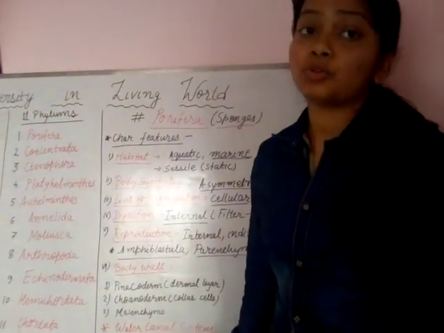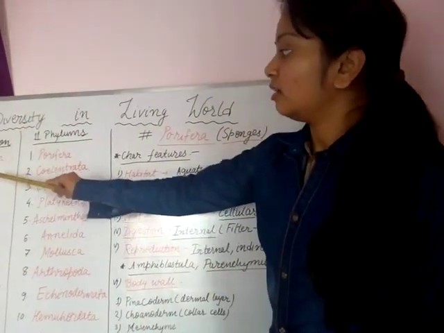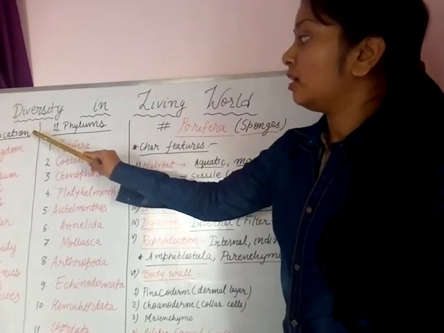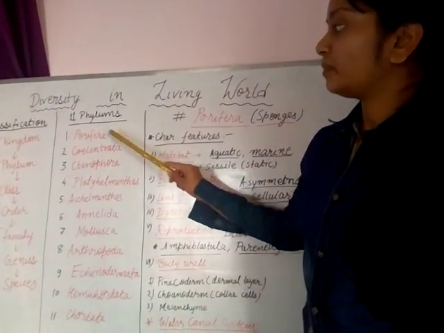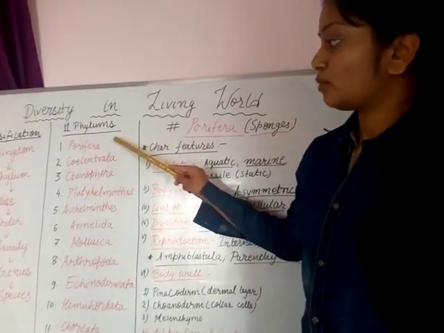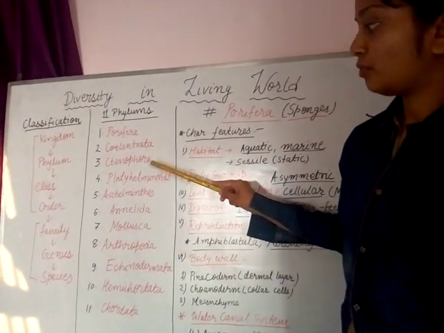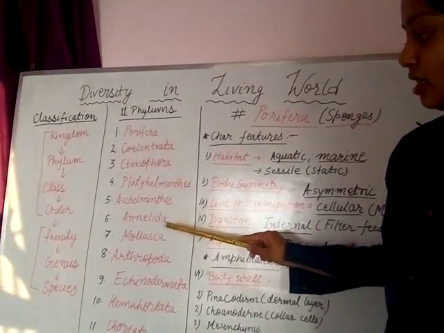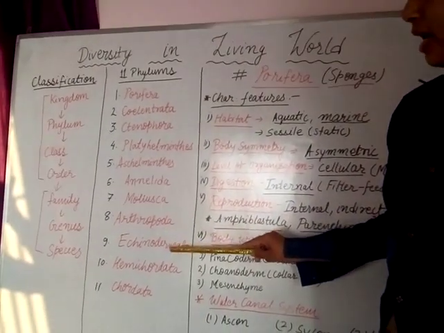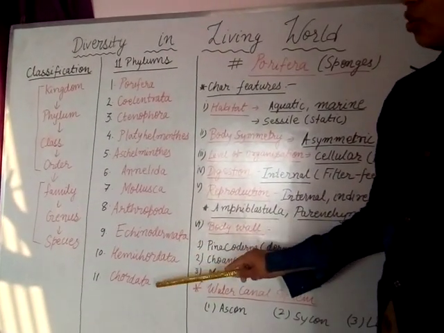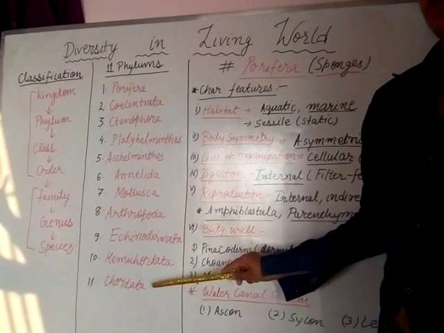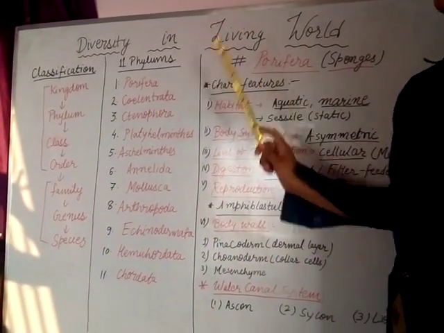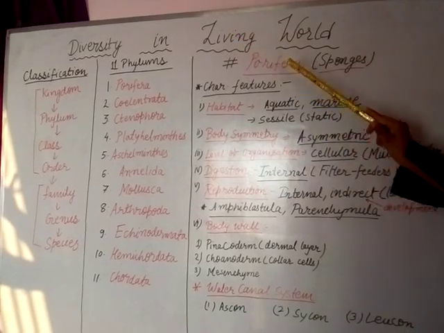So we all belong to the kingdom Animalia, and this kingdom Animalia has 11 phyla. These 11 phyla start from the Porifera, Coelenterata, Ctenophora, Platyhelminthes, Aschelminthes, Annelida, Mollusca, Arthropoda, Echinodermata, Hemichordata and Chordata. We belong to the Chordata phylum. So the first phylum is Porifera.